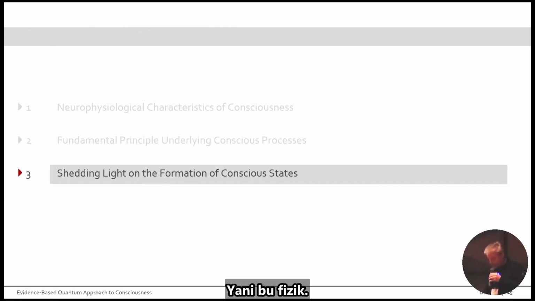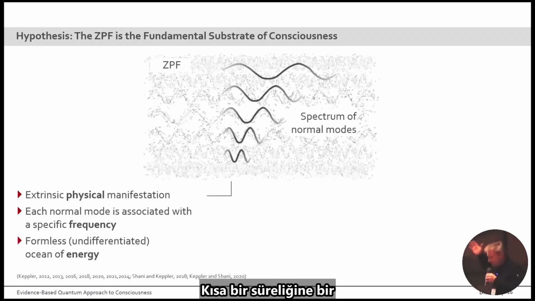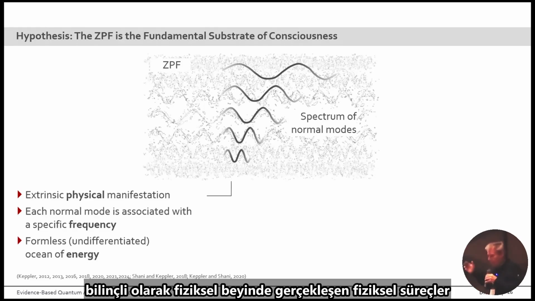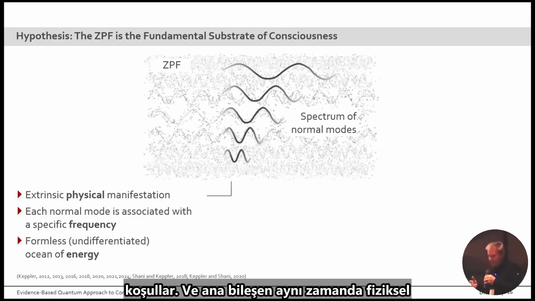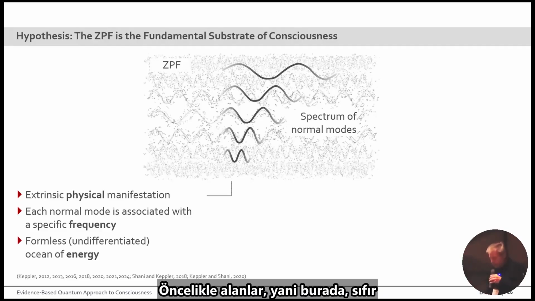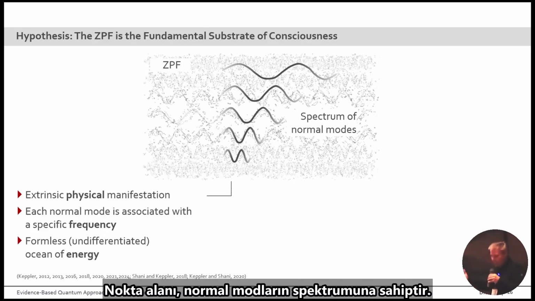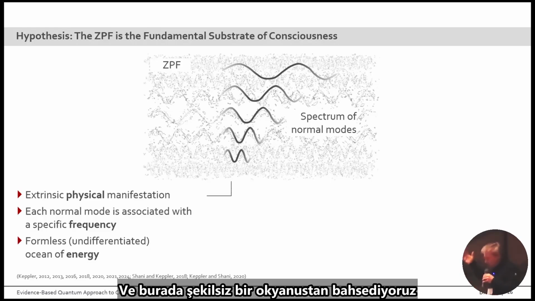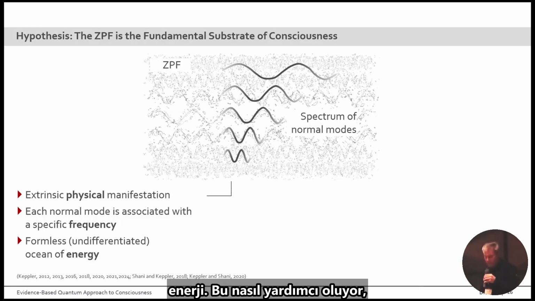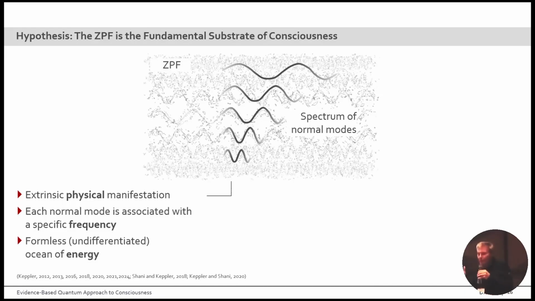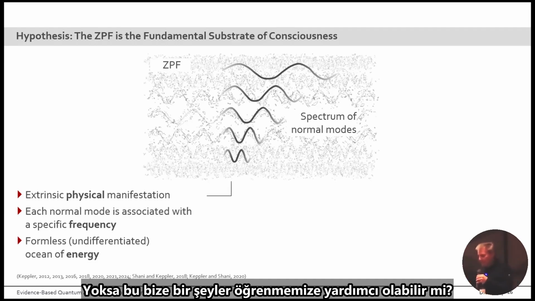So, this is physics, and that's a well-defined way of going forward. It's a physical theory about physical processes taking place in the physical brain under conscious conditions. And the key ingredient is also a physical field, namely here, the zero-point field, which has a spectrum of normal modes. Each normal mode is associated with a specific frequency, and we are talking here about a formless ocean of energy. How does that help, or could that help us to learn something about the nature of consciousness?